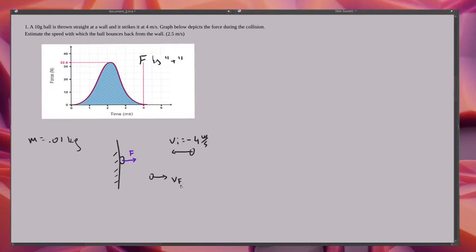The graph below depicts the force during the collision. Estimate the speed with which the ball bounces back. Okay, so I'm looking for the positive. I'm looking for the final velocity of the object.